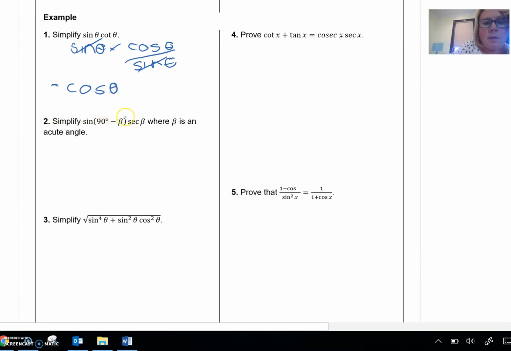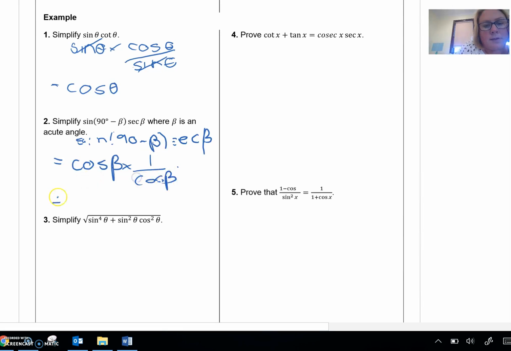Simplify this: sec B, where they're acute angles, sine 90 minus theta is actually equal to cos of the angle, and sec is 1 on cos. So the answer is simply 1.